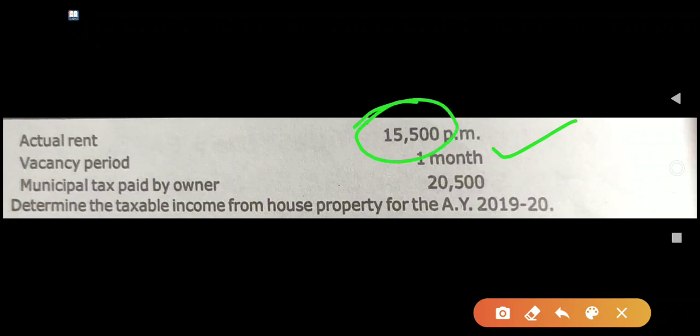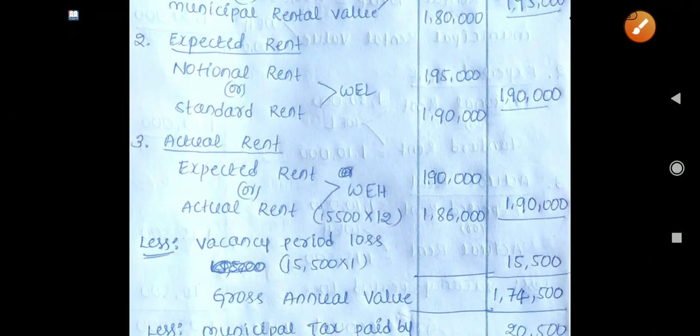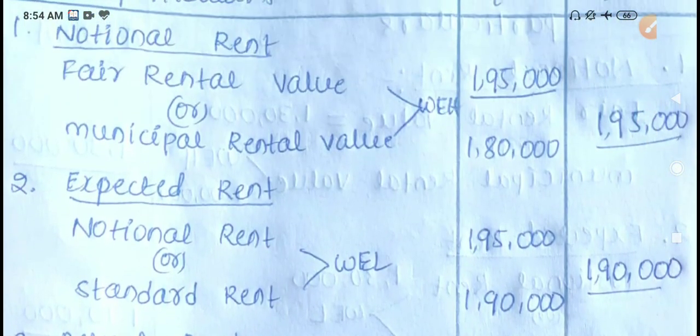And then municipal tax paid by the owner, so that is 20,500. So municipal tax paid by the owner shall be deductible from the gross annual value. Okay, next they asked you to determine the taxable income from house property for the assessment year 2019-20. Okay, this is the question. So now let me explain the answer.